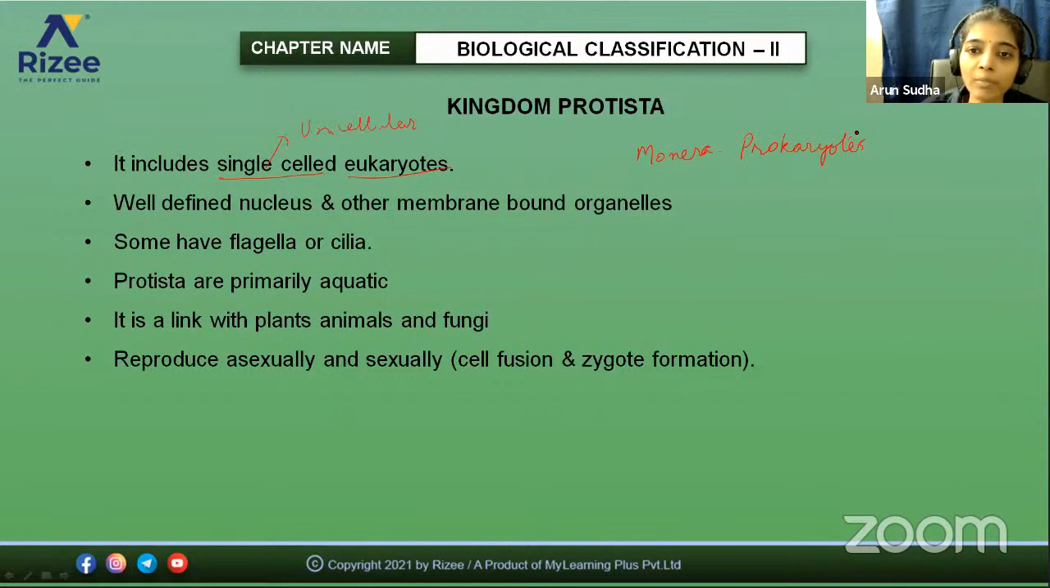Another important factor about the kingdom Protista is that there is no clear boundary for classifying organisms. There is no well-defined boundary. What does it mean? Some scientists classify certain organisms under Protista, while the same organisms are classified under plants by other scientists. There is no clear categorization of which organism should be included under Protista and which under plants, because they show some common characteristics. So there is confusion among scientists about the kingdom Protista. It is sometimes called the garbage can: all the organisms they are not able to place in a particular category are put into kingdom Protista. So it includes all types of unicellular eukaryotic organisms.